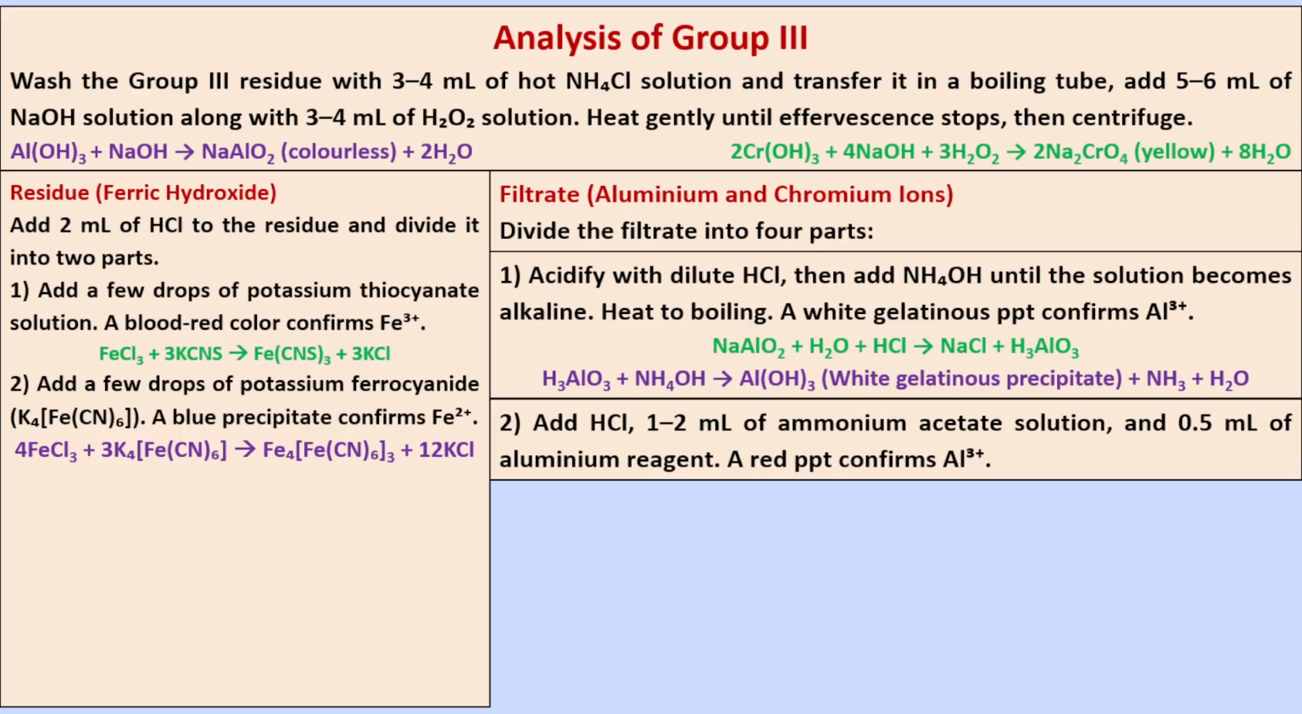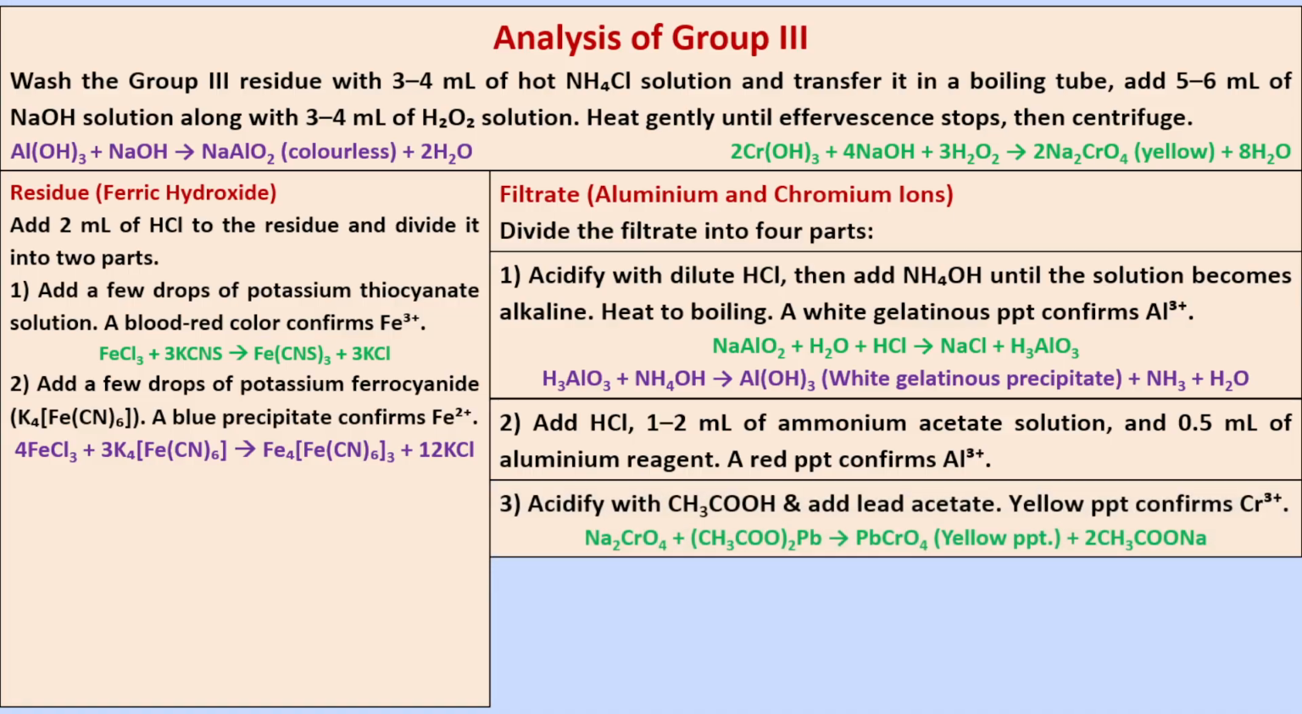Acidify the third part with acetic acid and add lead acetate solution. The formation of a yellow precipitate of lead chromate indicates the presence of lead ion.